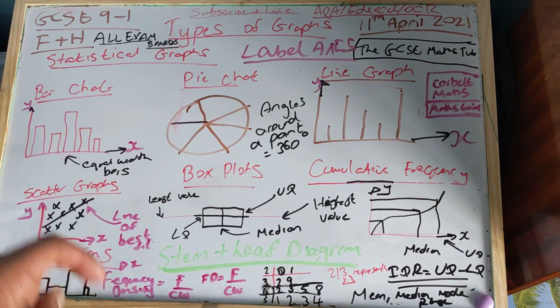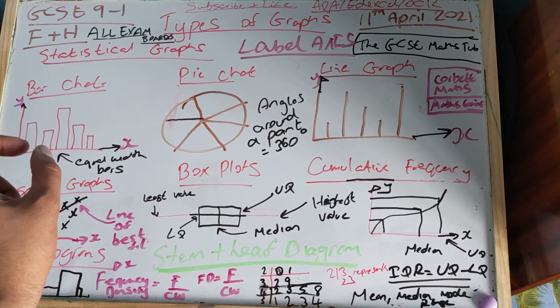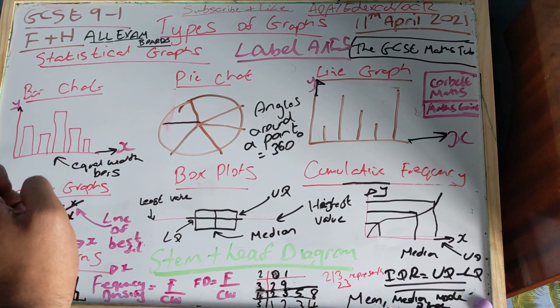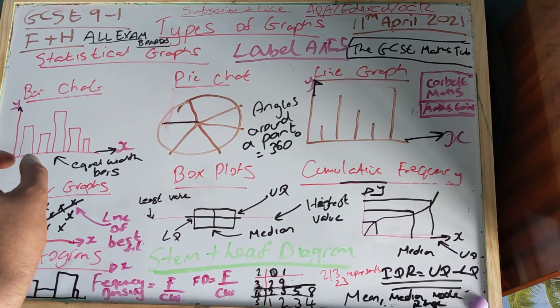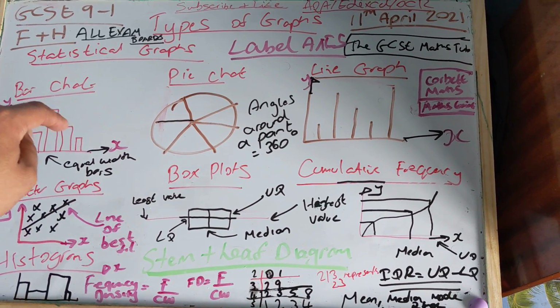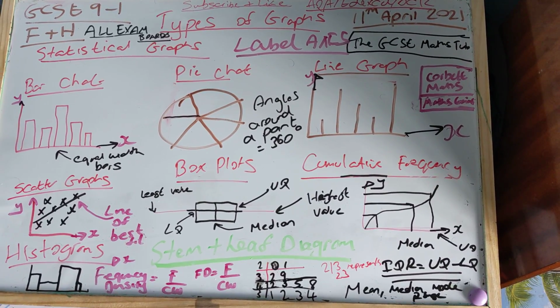The key part for this, guys, is that bar charts must have equal width. Each bar must have the same width, and there must be a space in between each bar, if that makes sense. So that's the key part.